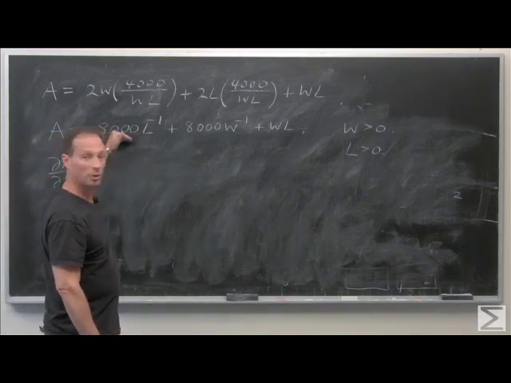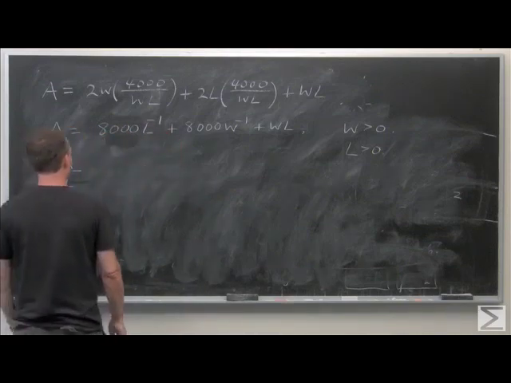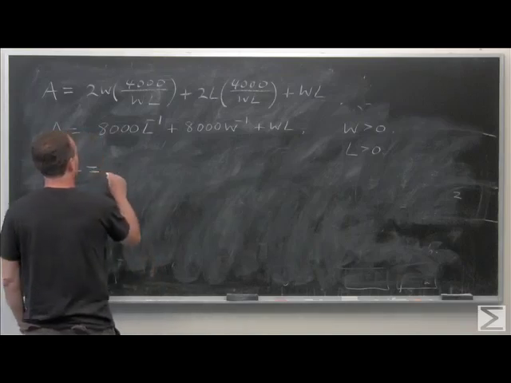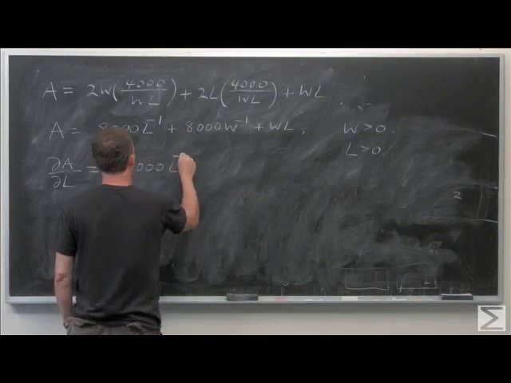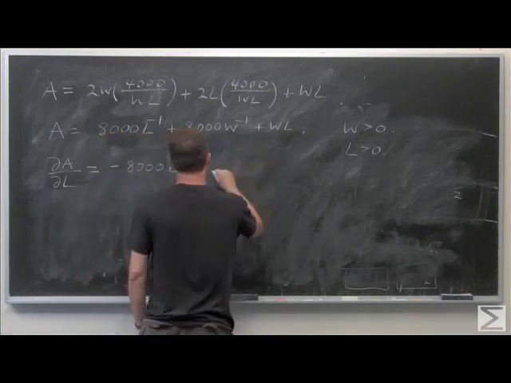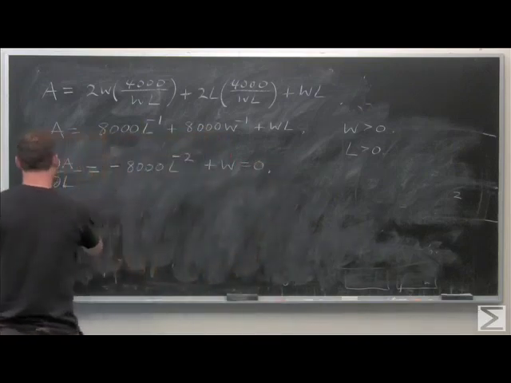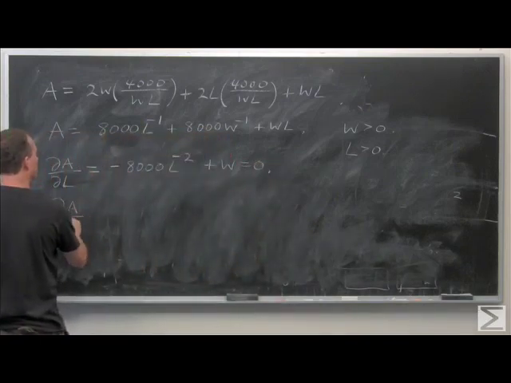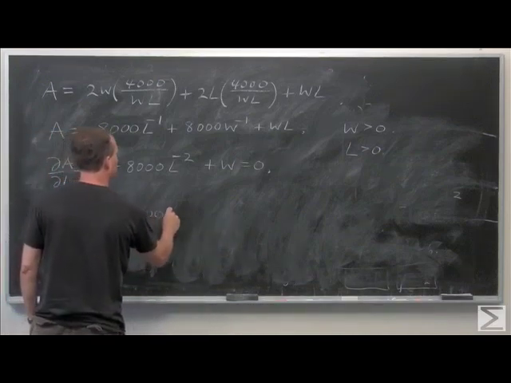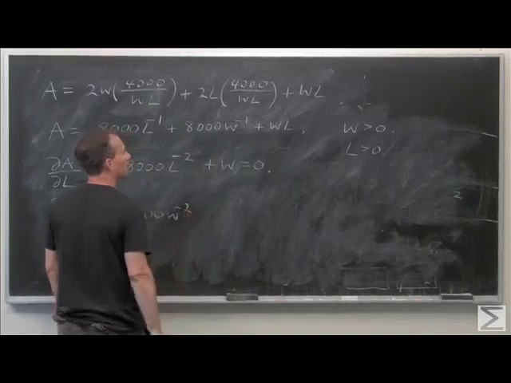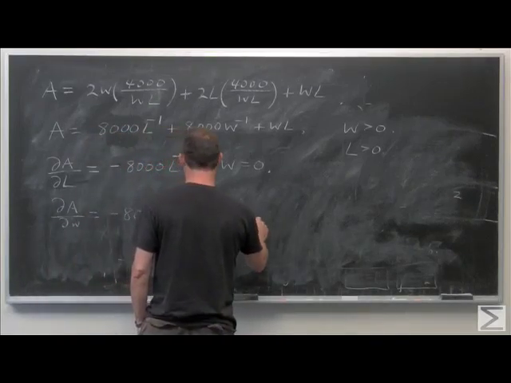This function is differentiable every place where L and W are greater than 0. So we just take the partial derivatives, set them equal to 0, and solve simultaneously. We get minus 8,000 L to the minus 2 plus W, and we want that to be zero. And you take the partial of A with respect to W, and you get minus 8,000 times W to the minus 2 plus L equals zero.